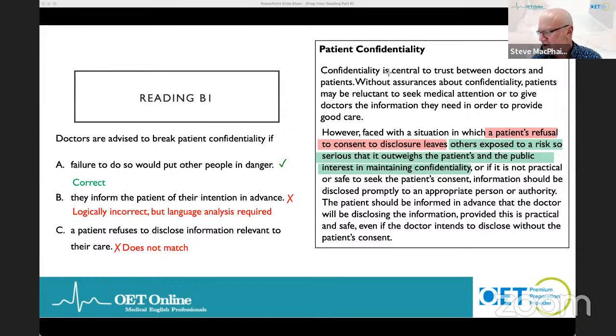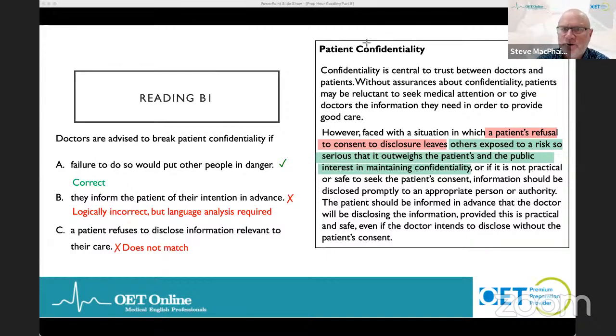And as health professionals, this is quite logical, isn't it, everyone? Only break confidentiality if failure to do so, if not breaking confidentiality, would put other people in danger. You're health professionals, it's all about public safety. You do whatever you can to keep your patients safe. So it sort of makes sense. But if you're not putting other people in danger, then don't break the confidentiality. So that's kind of logical and makes sense.